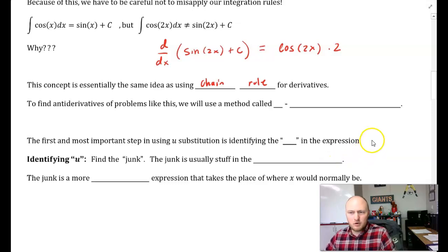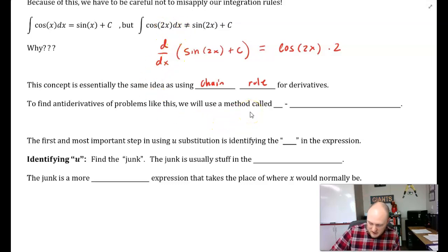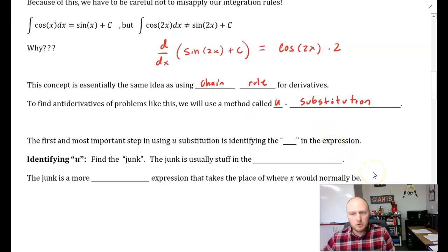Okay, and when I have a function within another function, right, I have that 2x inside of cosine, when using antiderivatives we have to use what's called u-substitution. Now the most important piece to this is identifying the correct u. You got to identify the correct u.